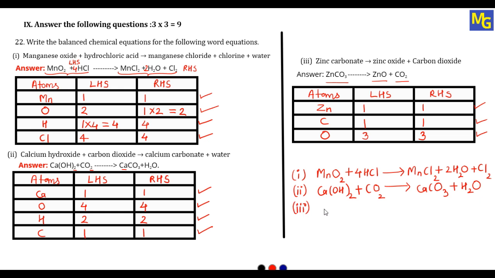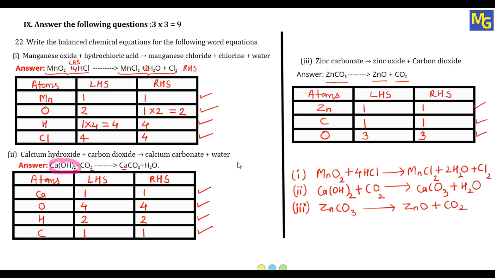So write down the final equation. ZnCO3 gives ZnO plus CO2. So this is our final equation. So like this 3 reaction you have to write for all 3 equations, word equations. So here you should know the formula first. If you know how to write zinc carbonate, if you know how to write calcium hydroxide or these all the formulas, then the writing reaction is very easy.